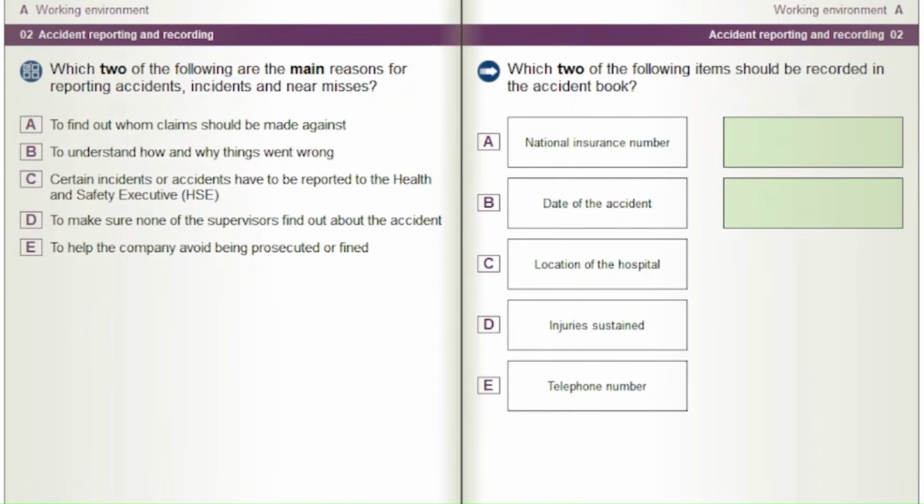Which two of the following are the main reasons for reporting accidents, incidents, and near misses? To find out whom claims should be made against. To understand how and why things went wrong. Certain incidents or accidents have to be reported to the Health and Safety Executive, HSE, to make sure none of the supervisors find out about the accident. To help the company avoid being prosecuted or fined.